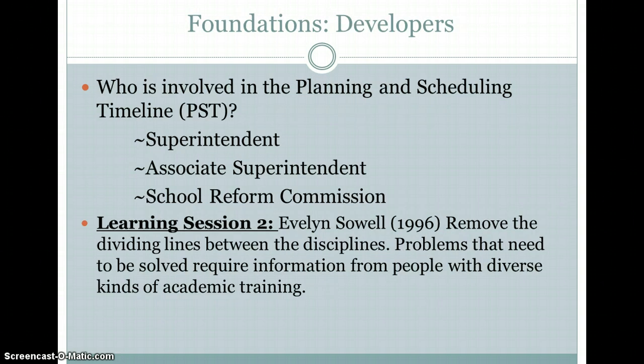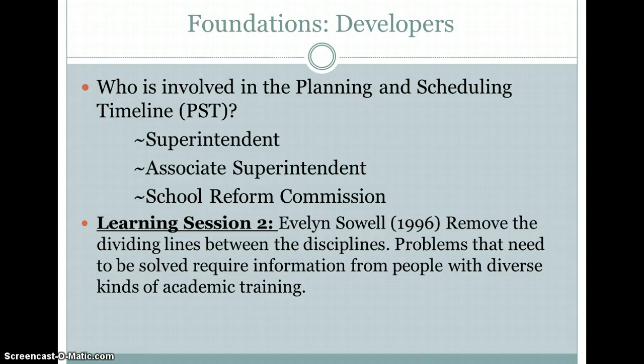Next, I focused on the developers of the curriculum, who was involved in the planning and scheduling timeline. And it said that the superintendent, associate superintendent, and school reform commission. I know that developing a curriculum takes a group of people, and I'm wondering who is on the school reform commission, what their background is, what their education is, how did they get elected to select this curriculum.